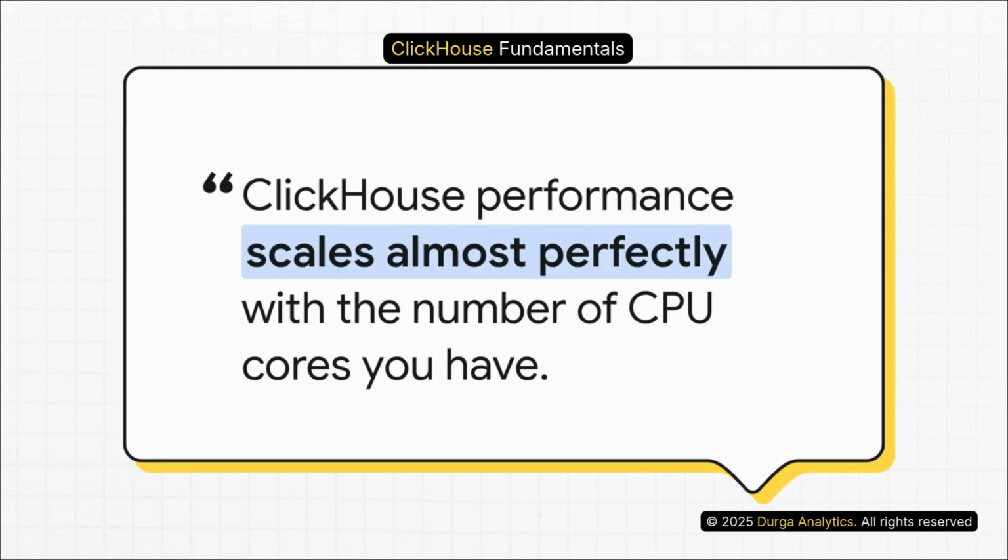And this right here is the key takeaway. You really need to get this. More cores equals more speed, and it's an almost perfectly straight line. If you double the number of cores on your server, you can pretty much expect your query performance to double too. For scaling your analytics, this is an absolute game changer.